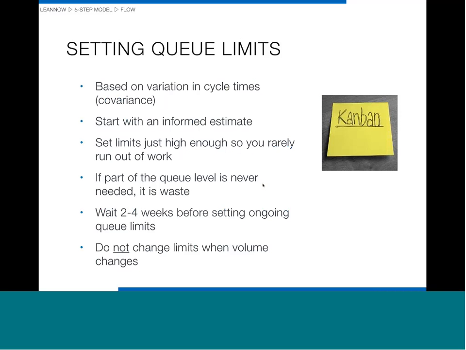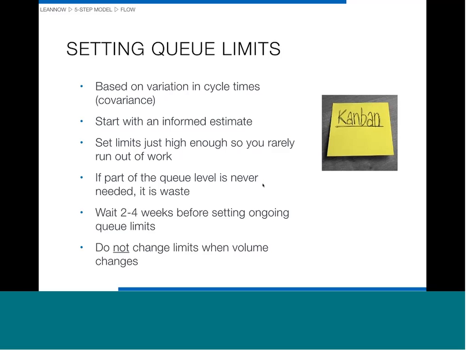So how do we set queue limits? This is one thing that in implementation conversations often comes up, and there's a lot of different opinions about this. In theory, the queue limits are based on the variation in the cycle times between the 2 processes where the queue is, and how much those cycle times vary determines how much queue we're going to be drawing down over time. And so the more variation we have, the more queue we need, and the higher the limit we need.